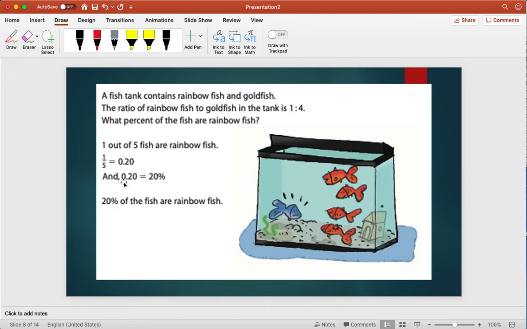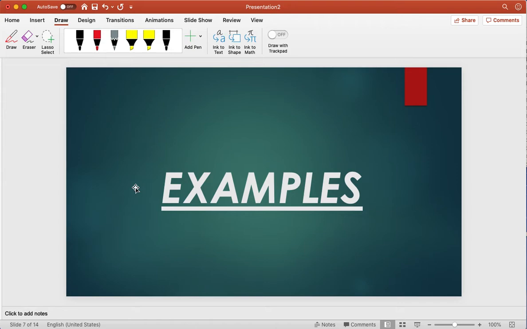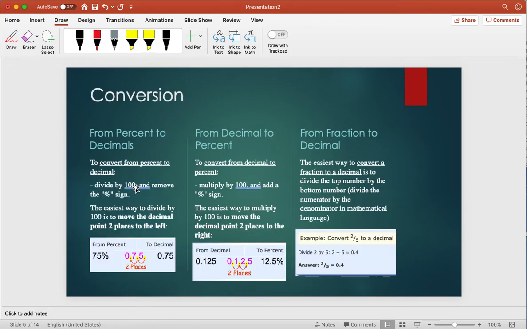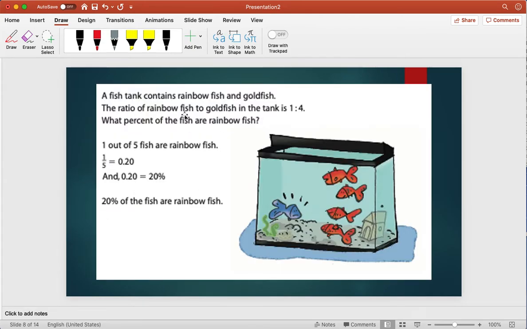Now from that decimal, we multiply by 100 and we add a percent sign, and that's how we're converting it. Once again, you can go through all of these to see how that happens. But what it's showing you is the relationship and how this and this and this and this all have the same value. 20% of the fish are rainbow fish.